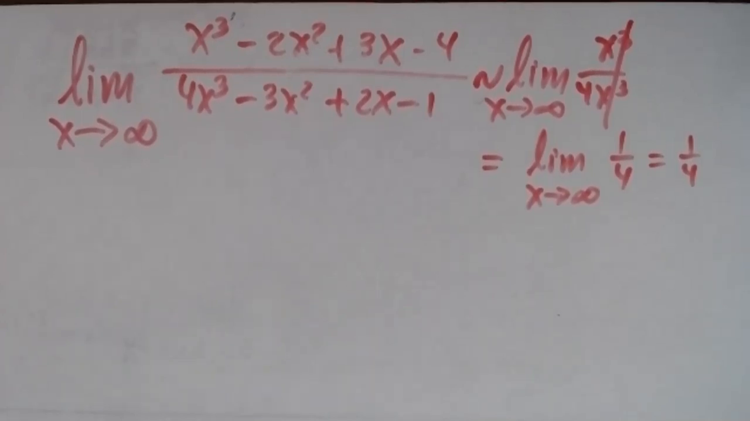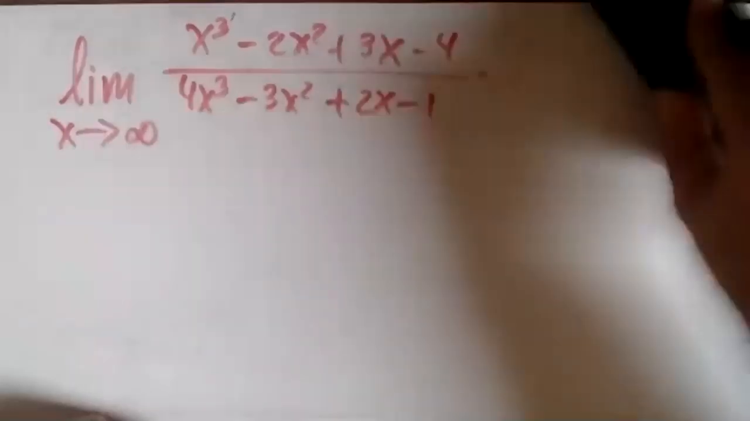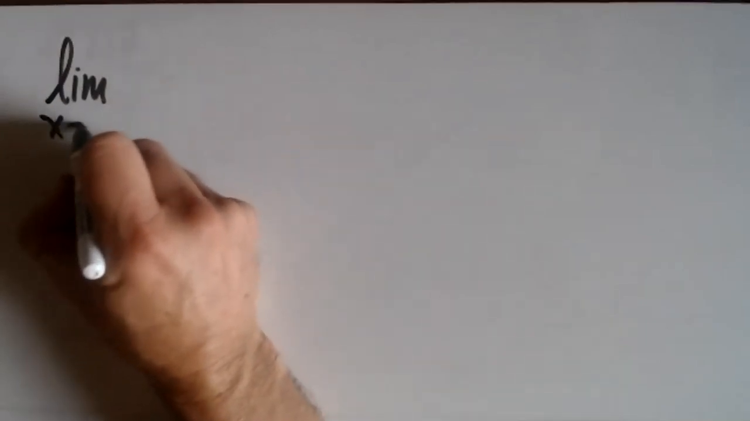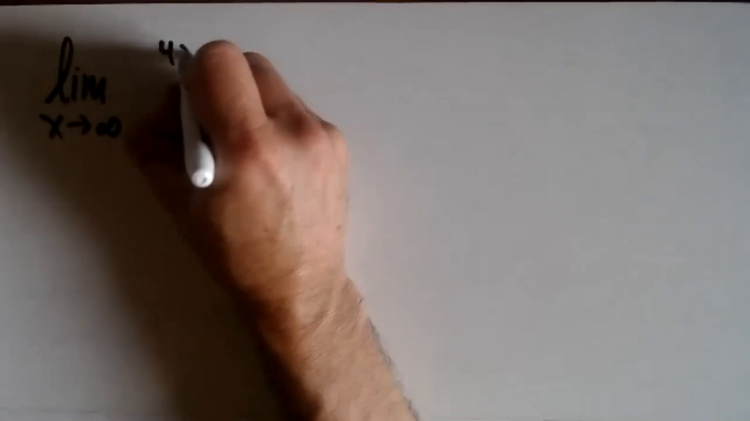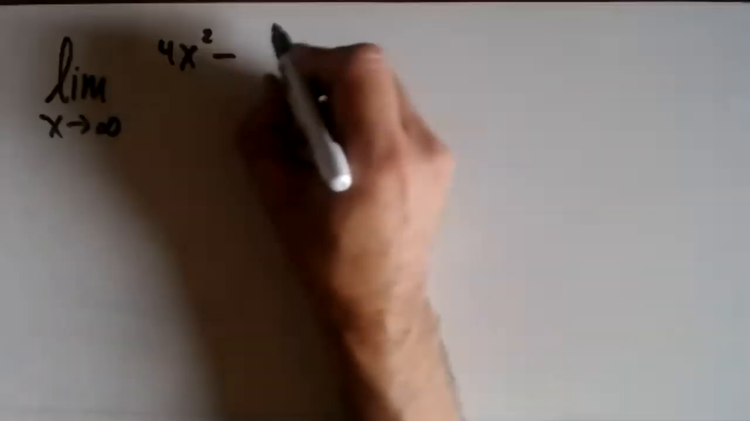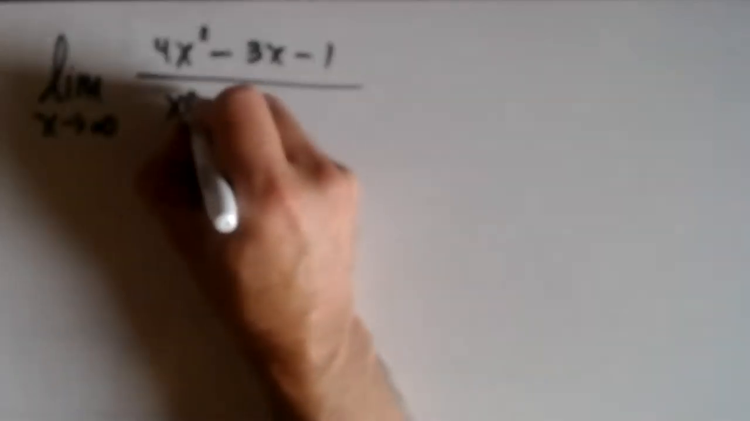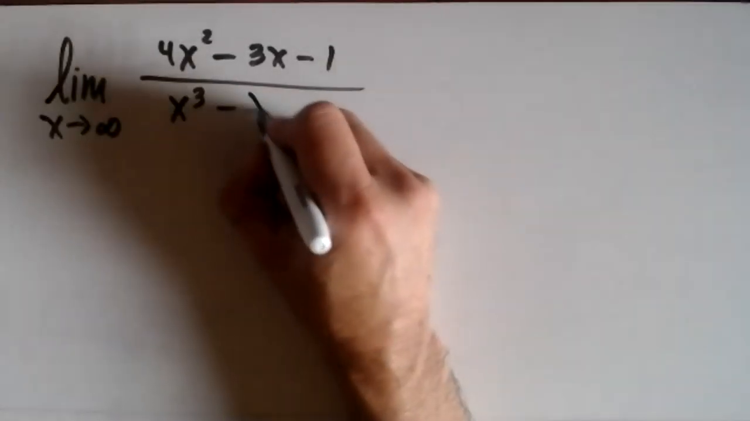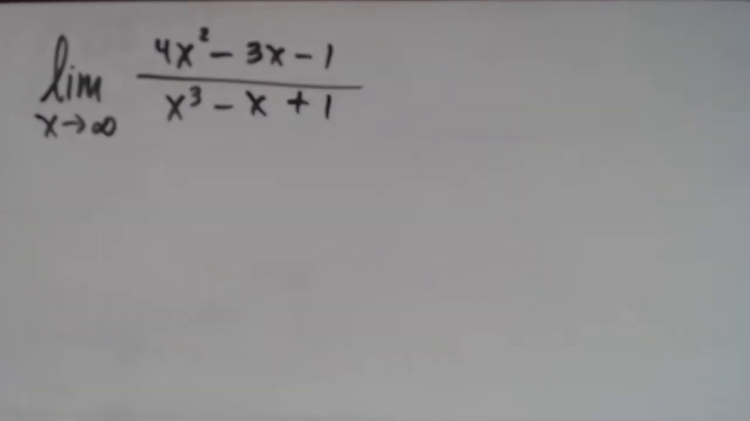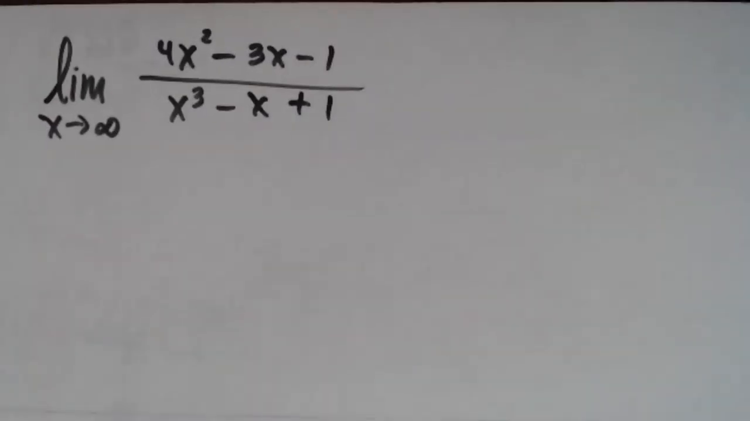Okay? Let's do another one. Just mentally, you're going to tell me the behavior. Limit at infinity of 4x squared minus 3x minus 1 over x cubed minus x plus 1. Okay. What is that limit at infinity?